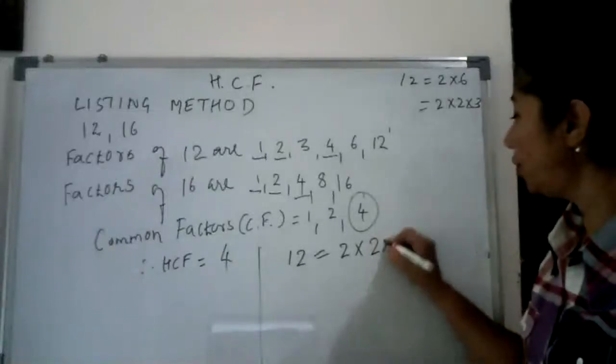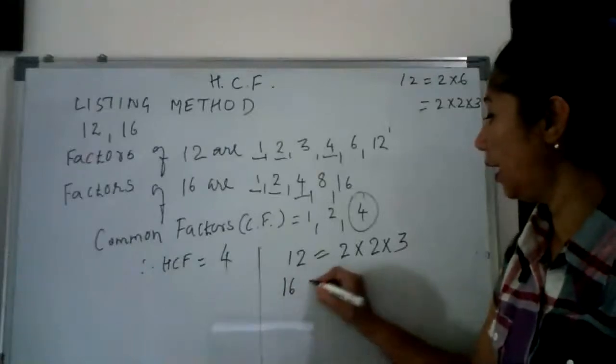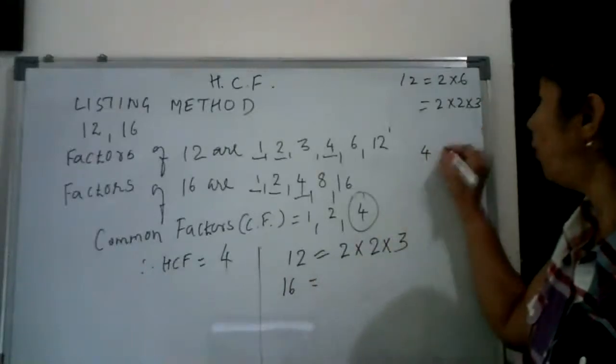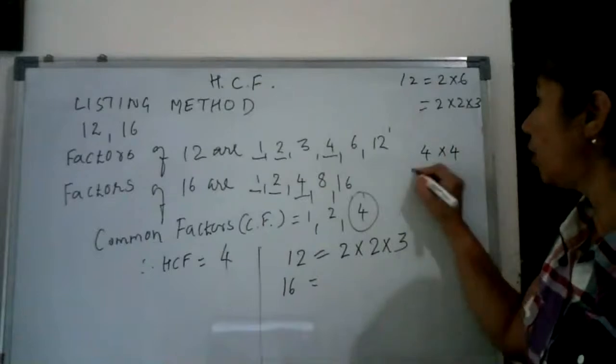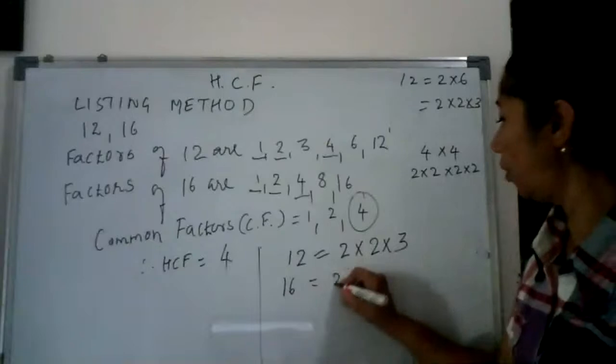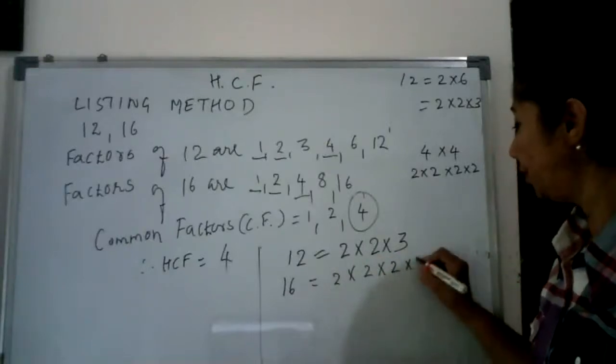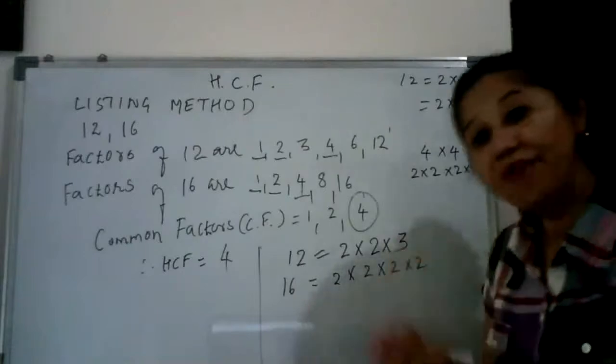So, 2 into 2 into 3. Fine. And 16 ka kya hai? Humne kiya tha 4, 4 za 16. Aur 4 kya hota hai? So 2, 2 za hota hai. So dono 4 ko hum 2, 2 za likhenge. So humein kya common mil raha hai? I mean, what are the factors? 2 into 2 into 2 into 2. This is the prime factorization.